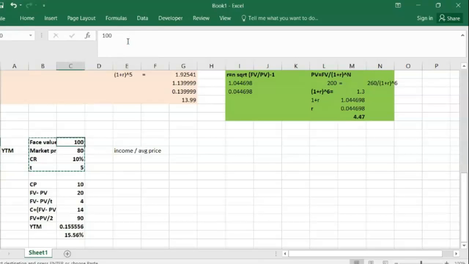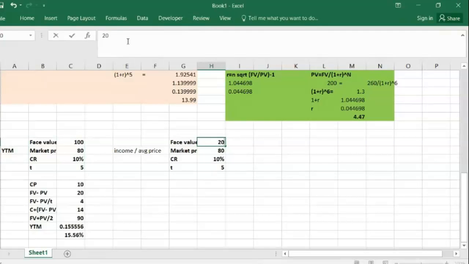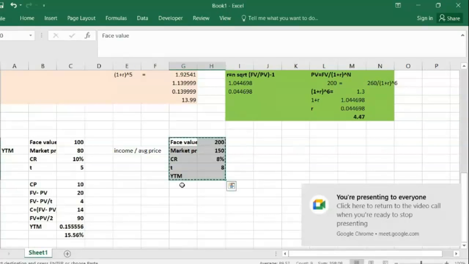To this, one more problem. Face value is 200 rupees. The current market price is 150 rupees. Coupon rate is 8%. Time of maturity is 8 years. You need to calculate yield to maturity.